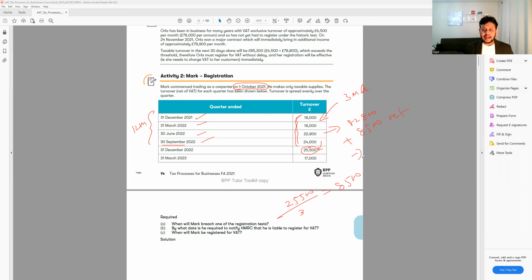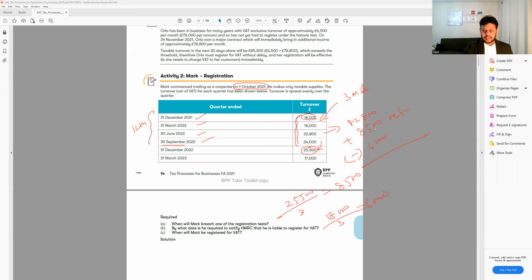And I have to take out 1 month from the beginning because I cannot take 13 months. I can only consider 12 months. If you remember, we have 31st of December here. That means we have October, November, December, 3 months. So 1 month I have to take out from here. 18,000 was for 3 months, divided by 3, so 6,000 for 1 month. If I minus the 6,000 for 1 month from here, now I have 12 months again.